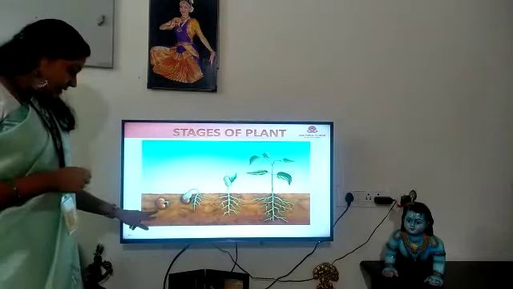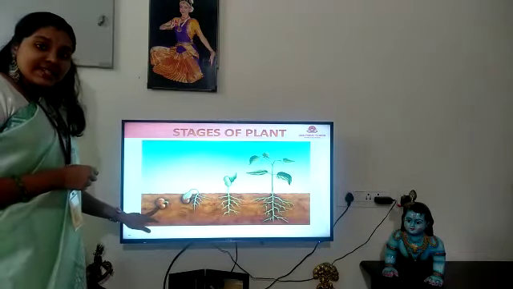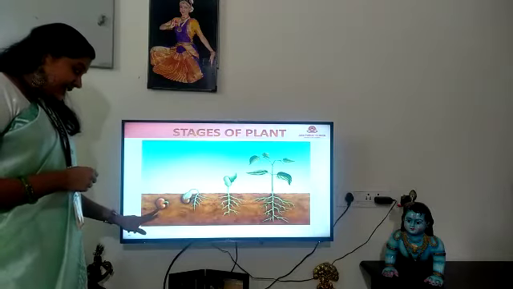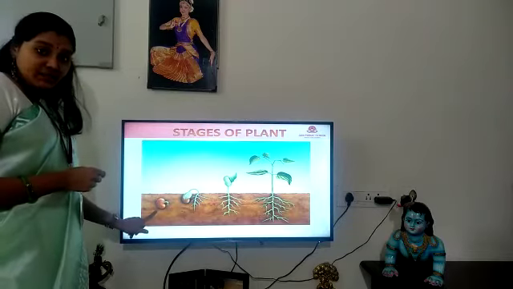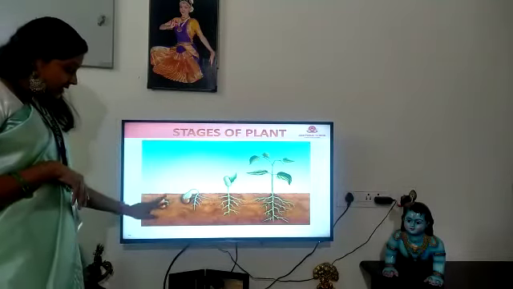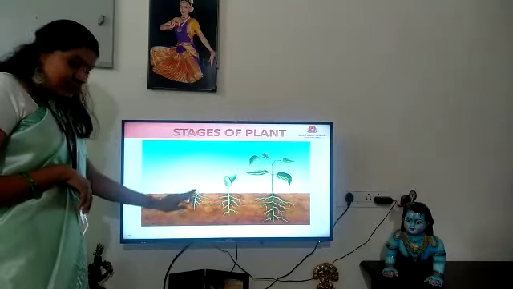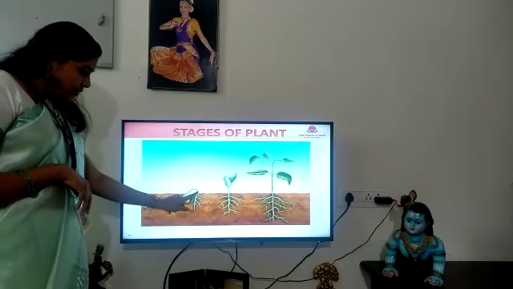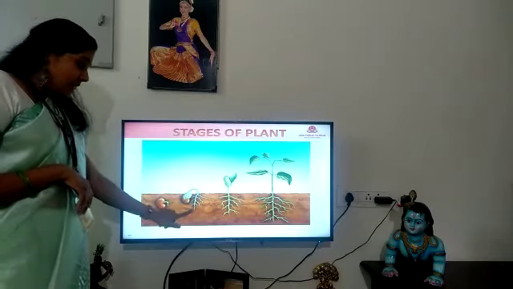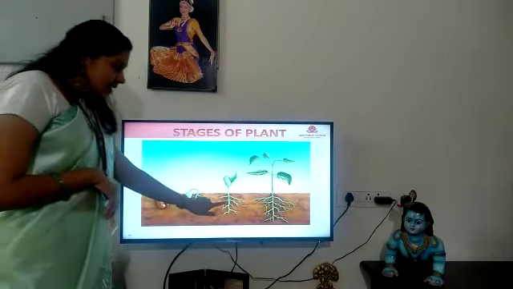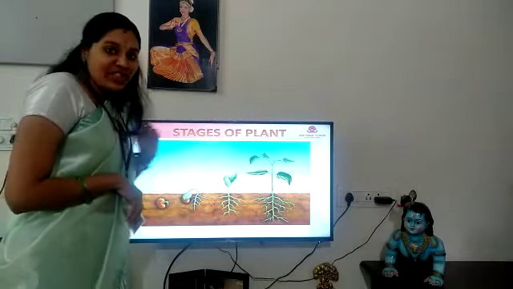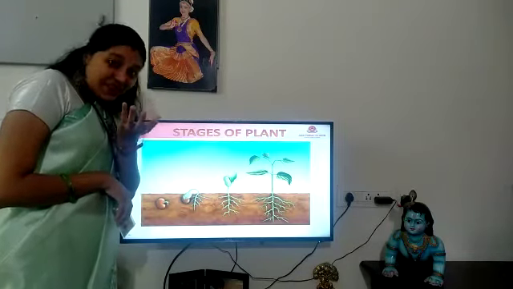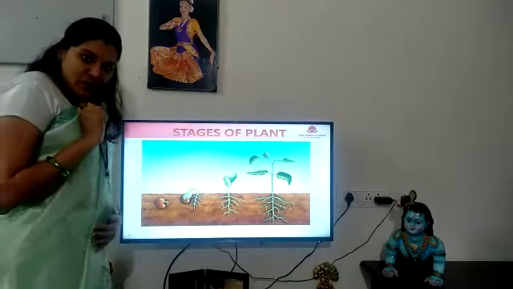First, see this. This one is called a seed. What is it? Seed. You have to plant the seed under the soil and pour some water. After that, what will happen? Some sprouts will come, then roots will come. Afterwards, a small plant will come, and from the small plant a big plant will come. And after that, there will be beautiful flowers. Correct. Shall we see one by one?